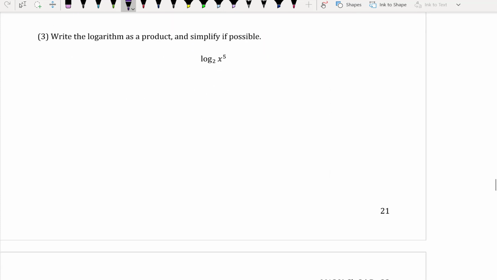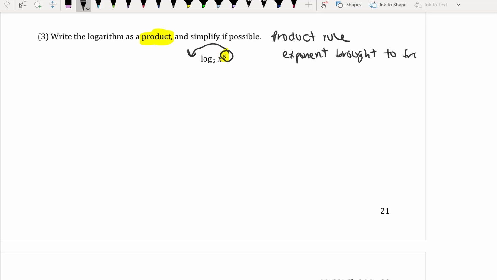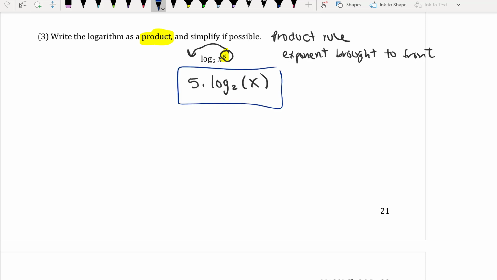For number 3, we're going to write this as a product because I have the power rule. So that means this exponent gets brought out in front. So I'm going to have that times log base 2 of x. So then that ends up becoming my final answer.